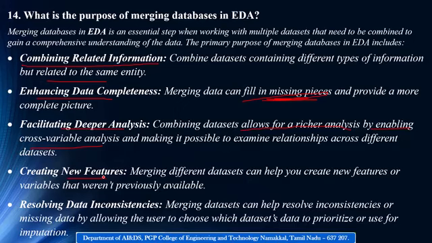Then resolving the data inconsistency. Data inconsistency is a big issue. The data will not be complete, or the data will be duplicated. These are all the problems that arise because of data inconsistency. Merging data sets can help to resolve the inconsistency problems or missing data. For example, x equal to 10 in one place, x equal to 20 in another place. How can I solve this problem? Another value may be available for x, so you can take that one. So the data inconsistency problem can be solved.